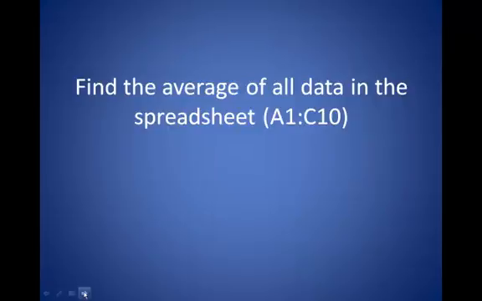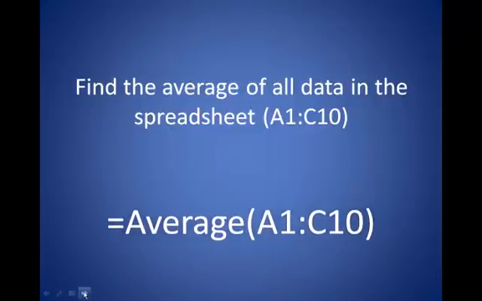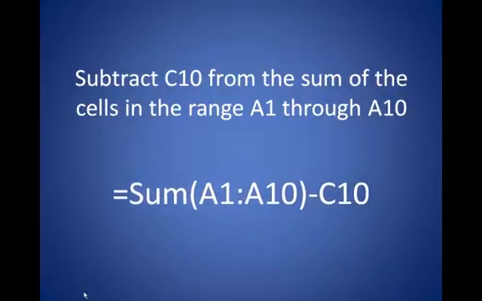Find the average of all data in the spreadsheet A1 through C10. Just like the average we did in the other problem, it's going to be equal, average, A1 through C10. And that's going to give us the average. Now this one, subtract C10 from the sum of the cells in the range A1 through A10. Here we have it. Equal sum, A1 through A10, because that's the range, minus C10. And that will give us the answer.